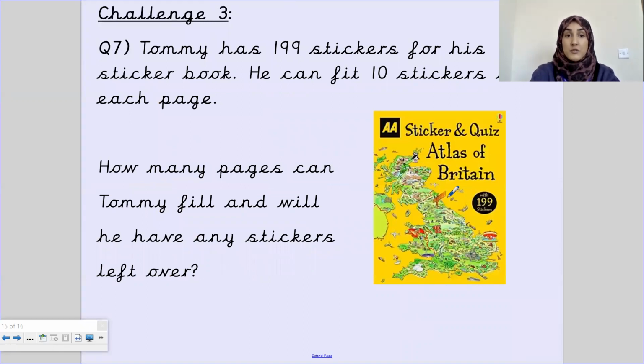Okay, your challenge 3, question number 7. Tommy has 199 stickers for his sticker book. He can fit 10 stickers on each page. So he can only stick 10 stickers on each page. How many pages can Tommy fill, and will he have any stickers left over? So that's a thinking one for you to complete there.